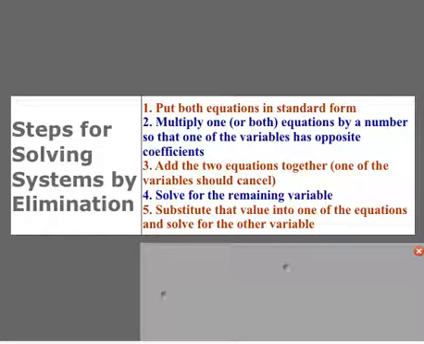Here, there are some extra steps. Put both equations in standard form. Multiply one or both equations by numbers so that one of the variables has opposite coefficients. Add the two equations together. One of the variables should cancel. Solve for the remaining variable. Substitute that value into one of the equations and solve for the other variable. Alright, write that stuff down. These are added steps because now they're going to be multiple step problems.